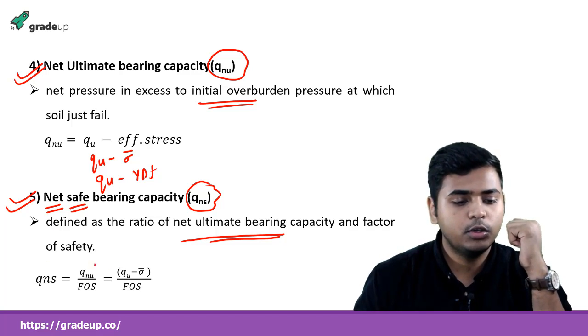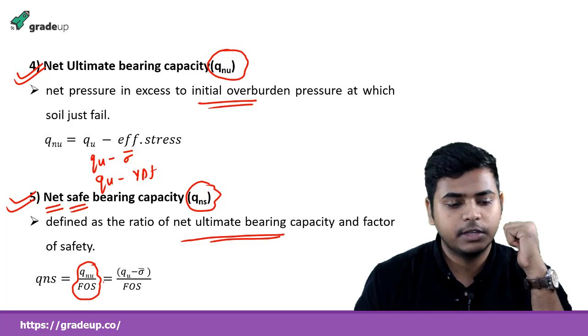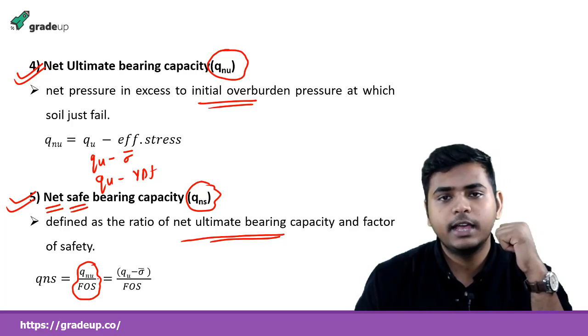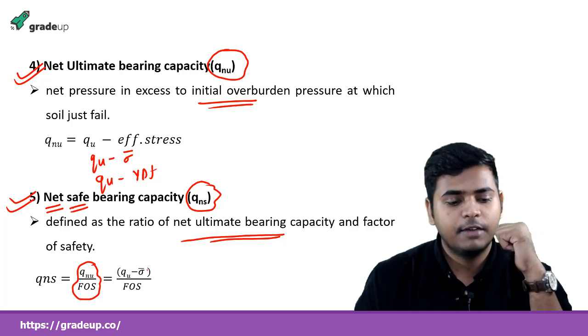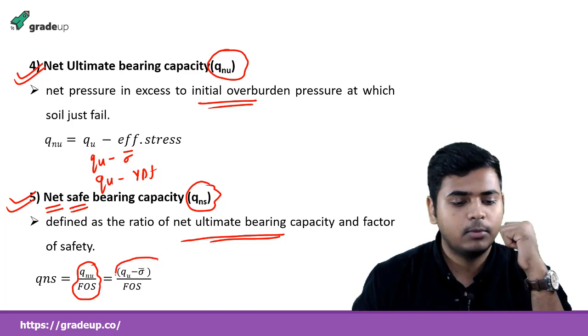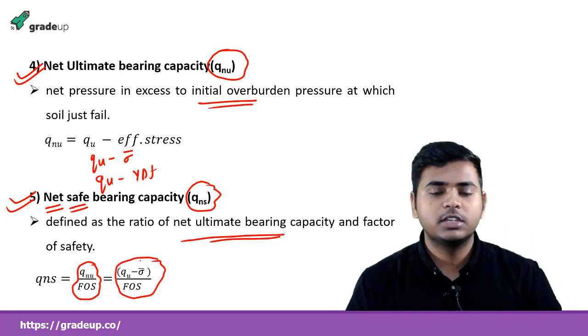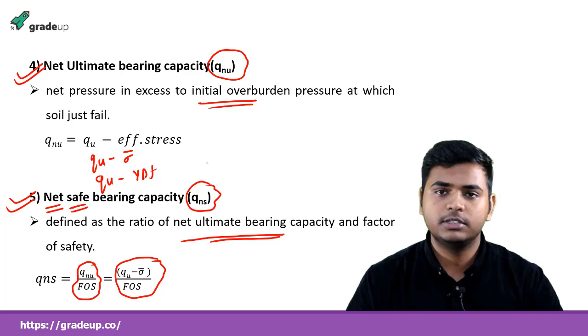Now Qns is equal to Qnu, that is Q net ultimate, divided by the factor of safety. Now Q net ultimate can be written as Q ultimate minus effective stress. So the final formula you have is this. So in the question, if it is asked, just follow these steps and get it.